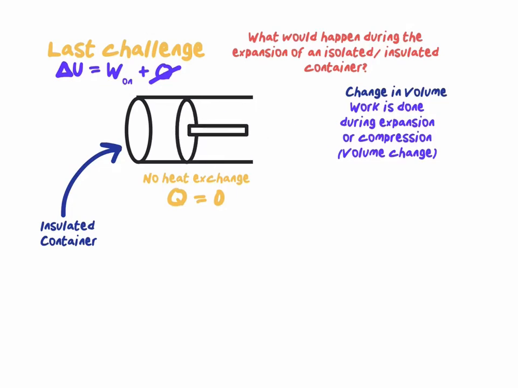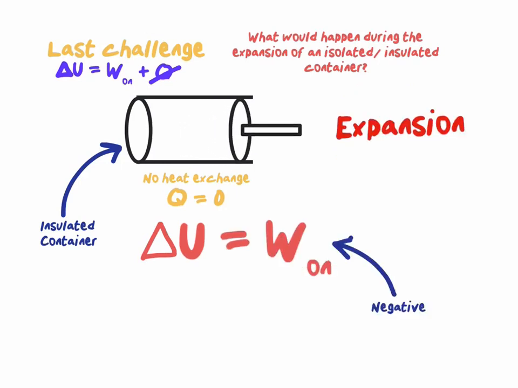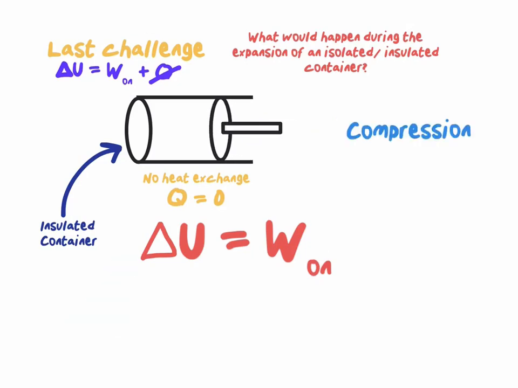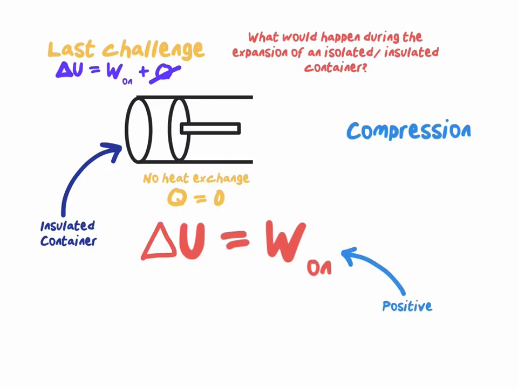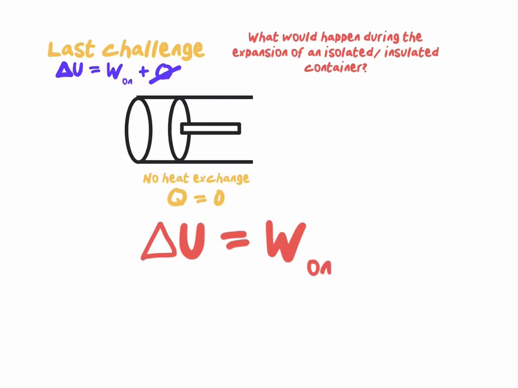We know heat is 0, so that means that delta U has to correspond to the sign of W, or work. So in the expansion, the work done on the gas is negative, so delta U must be negative. In a compression, the work done on the gas is positive, and so delta U would have to be positive, because Q is 0. So what this means is that there's some sort of change in the system that is resulting in a drop or an increase in temperature, and therefore a change in the internal energy.